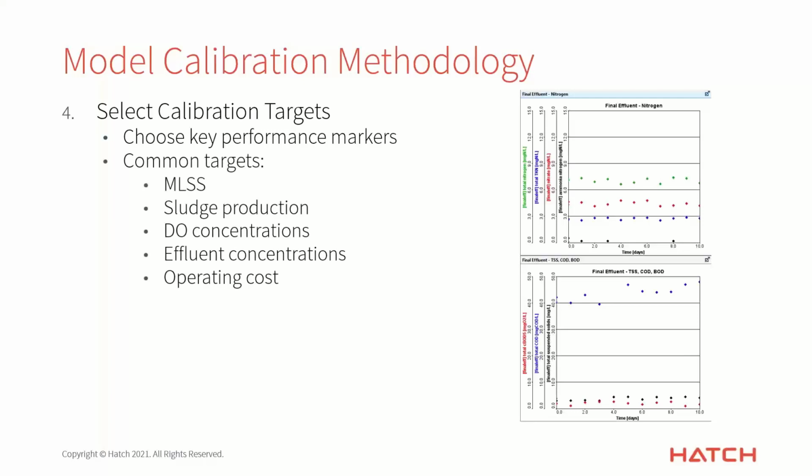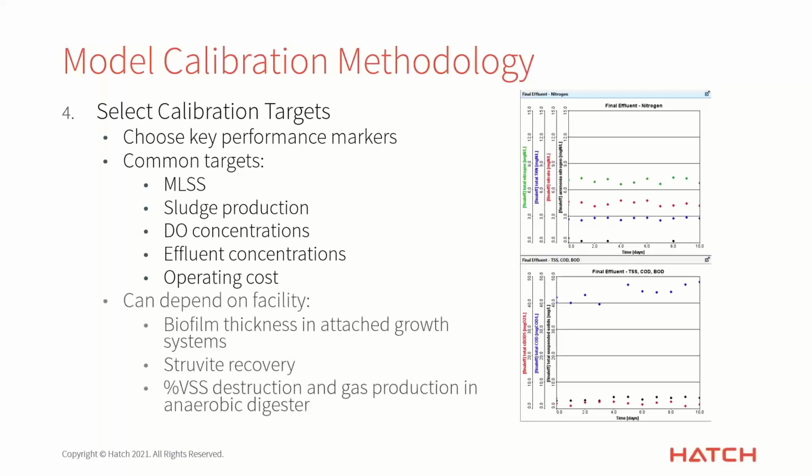Some other common targets, though, that you always basically want to be considering when you're calibrating the model is the MLSS concentration, the sludge production, the DO concentrations, the effluent concentrations, and the operating cost if you are trying to do some sort of cost model. And then just some more facility-dependent ones. There could be biofilm thickness if you're doing an attached growth system. If you have any resource recovery, maybe you want to calibrate your struvite recovery numbers. And then obviously, if you have an anaerobic digester, you're probably interested in calibrating your VSS destruction and your gas production in the anaerobic digester.